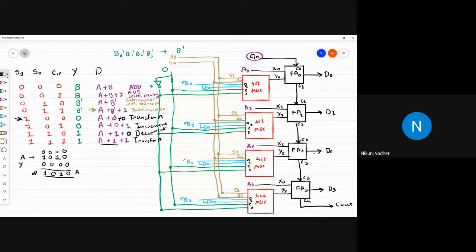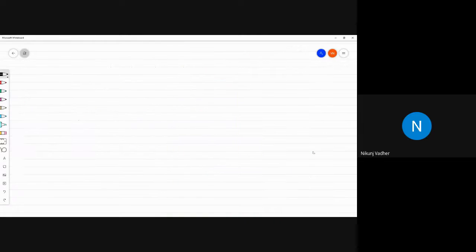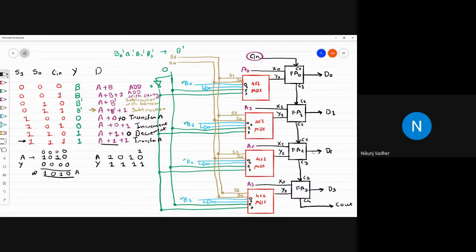Let's have one more example, the last one, specifically this one, because this is confusing. So why will it result into transfer A? Let me give you one example of that. A is 1010. What will be the value of Y? The value of Y is 1, so Y is all 1. And what is the value of Cin? The value of Cin is 1.